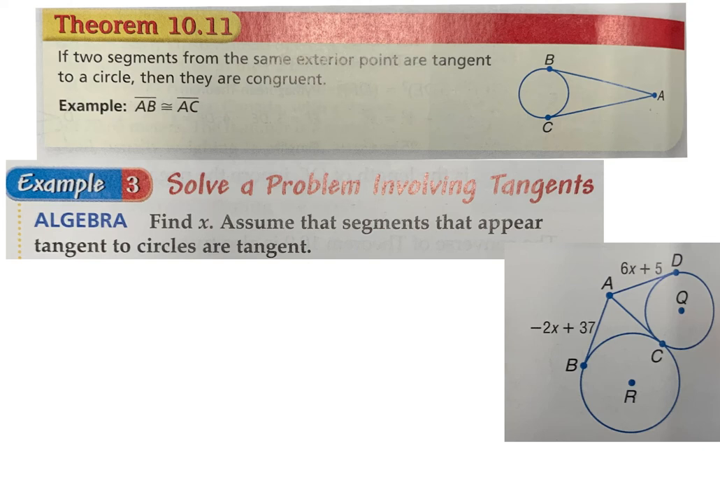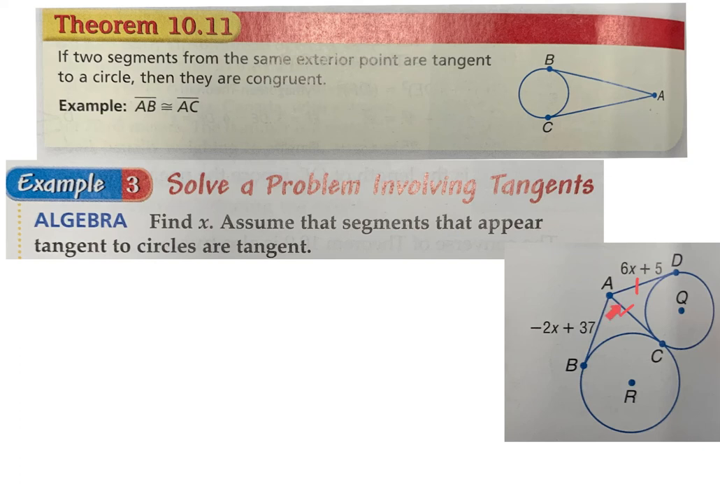All right? So we have the point in example 3. We have the point A here. They want us to find X. Assume that segments that appear tangent are tangent. So they're letting us assume that if it looks like it's a tangent line, then it is. So we know that A is tangent to this circle Q through AD and AC. What does that tell me about AD and AC? They are congruent, right? So I know this is congruent to this, all right?